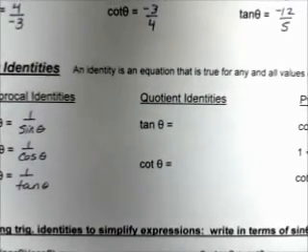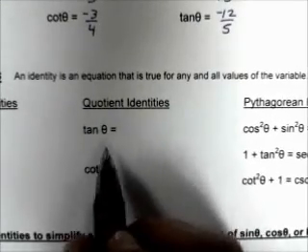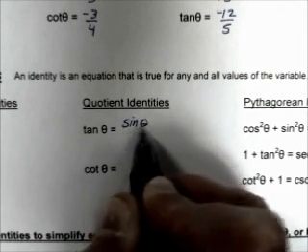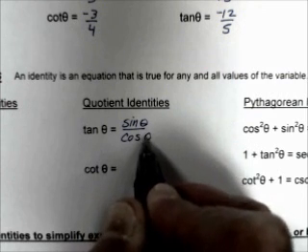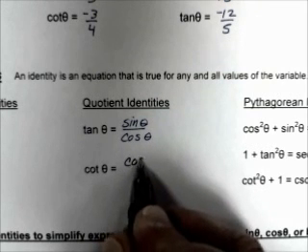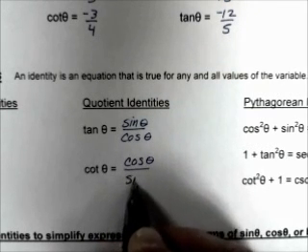And our quotient identities we also are familiar with. Tangent of theta in terms of sine and cosine is equal to sine theta over cosine theta. And cotangent would be the reciprocal of this. So it would be equivalent to cosine theta over sine theta.